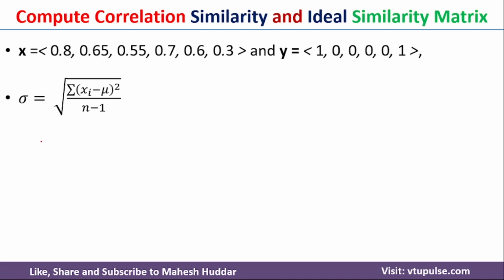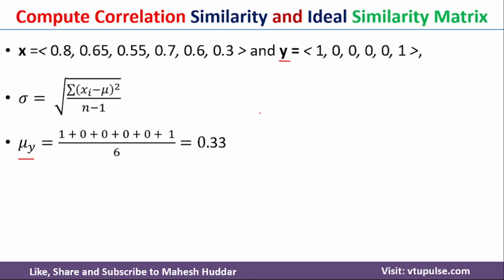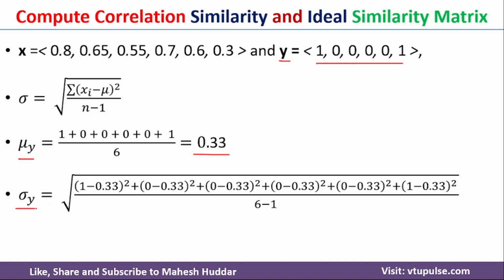Similarly, we need to calculate the standard deviation with respect to y here. For that reason, first we need to calculate the mean with respect to y: add all these elements and divide by 6, the number of elements, which is equivalent to 0.33. The standard deviation with respect to y is equivalent to the square root of the sum of (xi minus mu) squared. Here, it is (1 minus 0.33) squared, plus (0 minus 0.33) squared, and so on with respect to all elements, divided by 6 minus 1, because n is the number of elements, that is 6. If you solve this equation, you will get 0.5164 as the standard deviation with respect to y here.